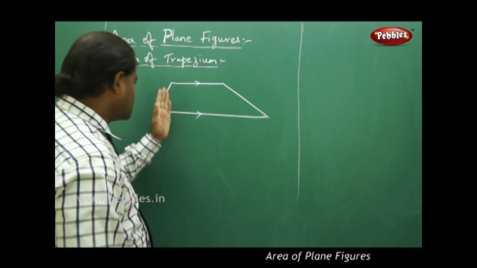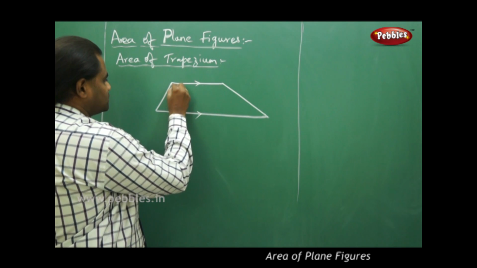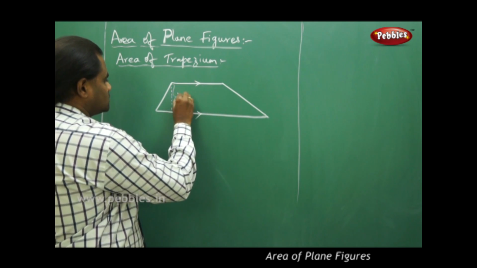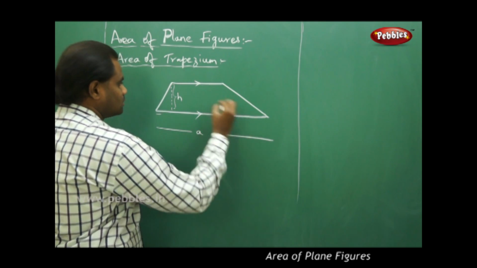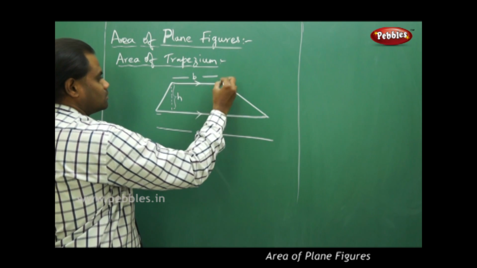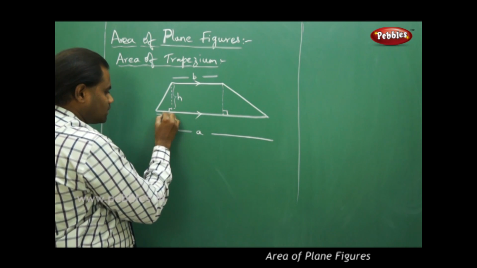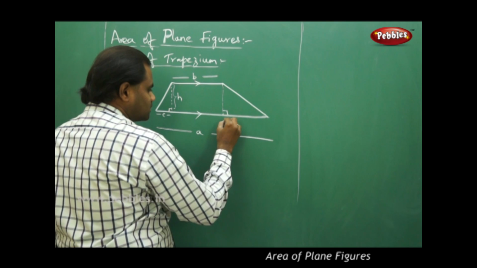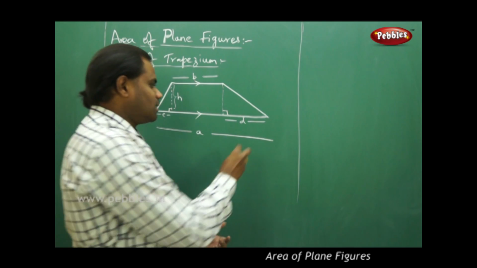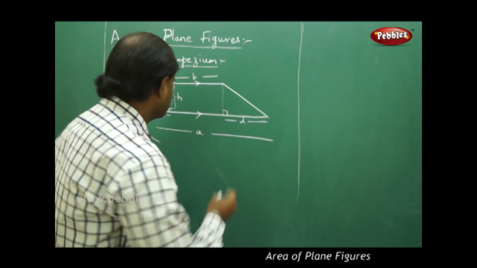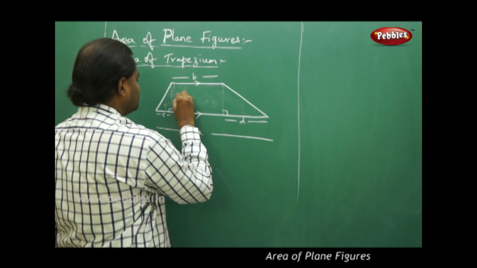So let me take a trapezium with suitable dimensions. Say this, I take it as h. This is h. This entirely I take it as a, and this I take it as b. Then if this is height, then this dimension I take it as c, and this particular dimension I take it as t. So with these dimensions, I would like to construct the area of this trapezium, which I'm going to calculate using a few of the mathematical properties.